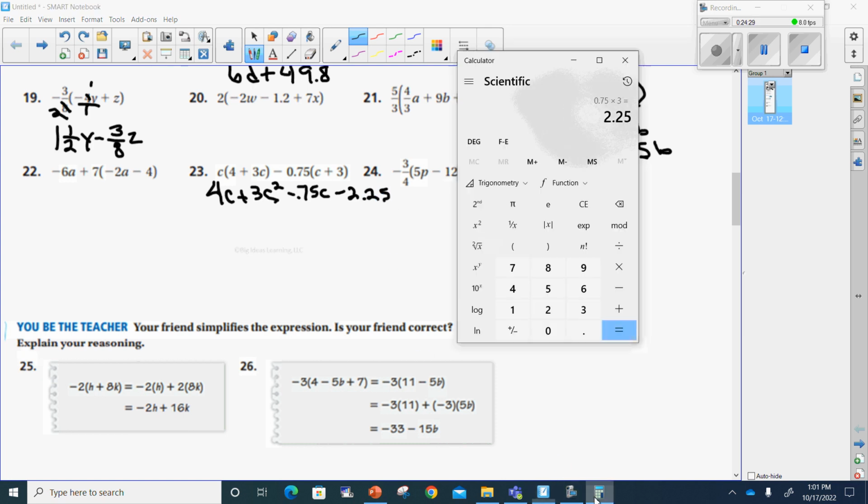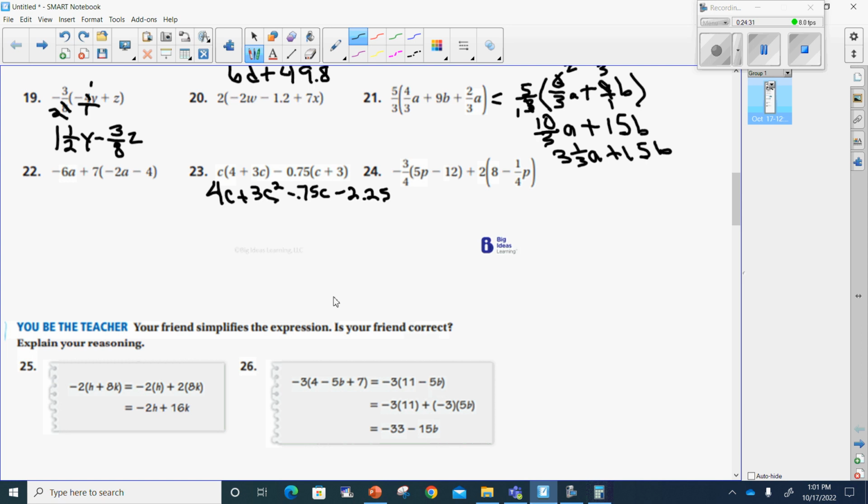All right, make sure of that. Yeah. Now I can combine like terms, okay? I cannot combine the 3c squared because there's not another 3c squared, so I'm going to put that in front here, 3c to the second power. I can combine 4c and negative 0.75c.